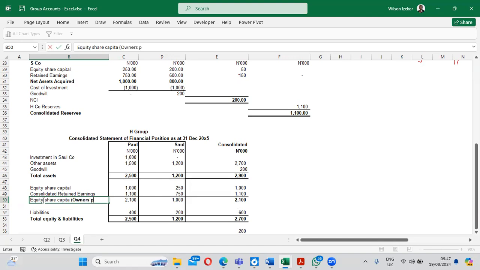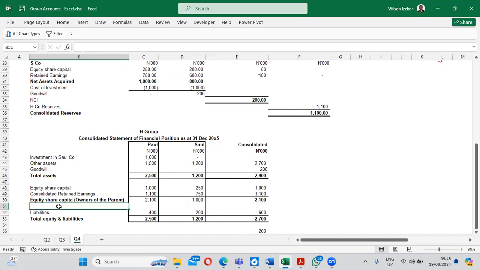Owners of the parents. So that's to the owners of the parent company. Okay. And then you now have your, what? Your NCI, the non-controlling interest.